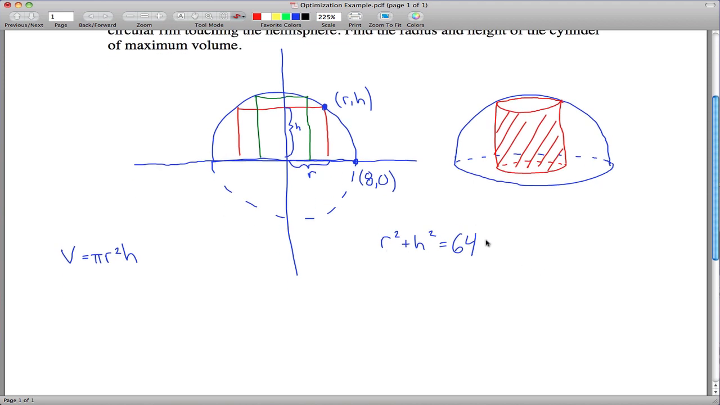And so this equation right here, what I call the constraint, is what we will use to change this function that we want to maximize into a function of one variable. So we need to either get rid of the r's or get rid of the h's. If you're really clever, you might notice that there's an r squared in this equation.